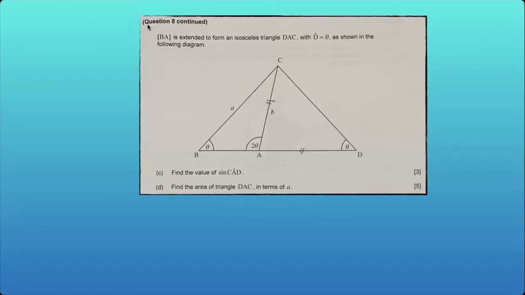Okay, next, still question number 8. BA is extended to form an isosceles triangle DAC with angle D is equal to theta as given in this diagram. Find the value of sine CAD.